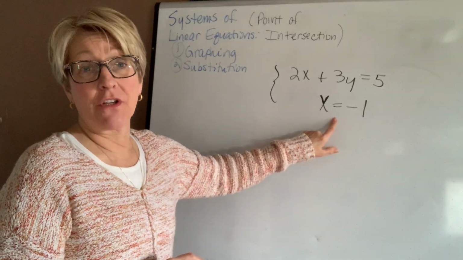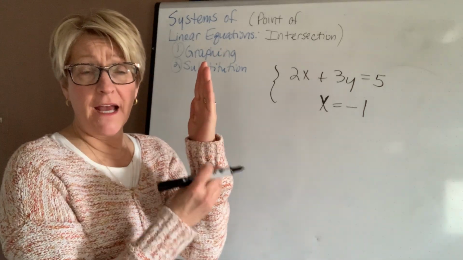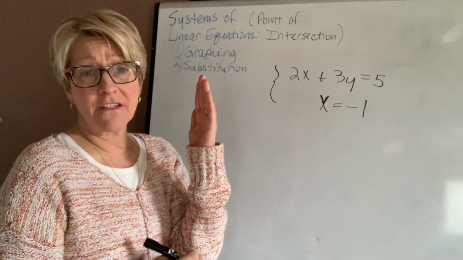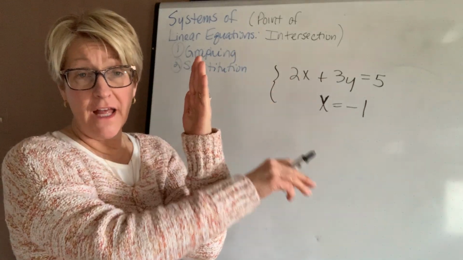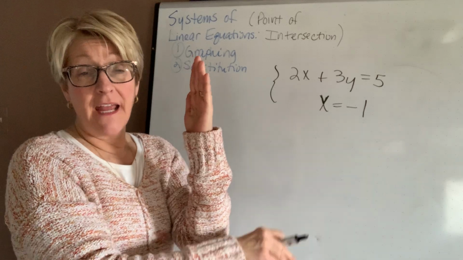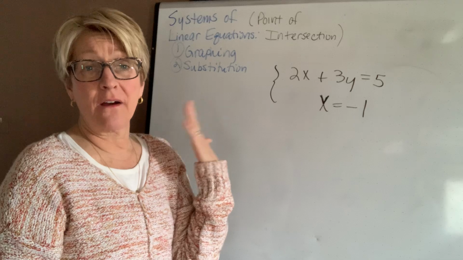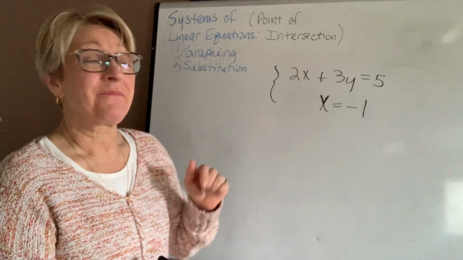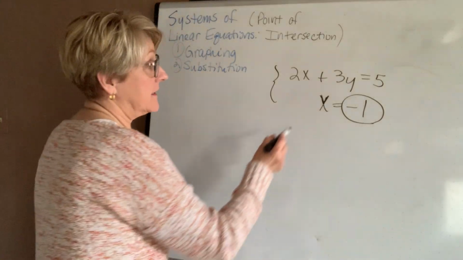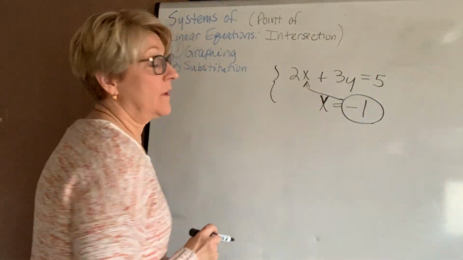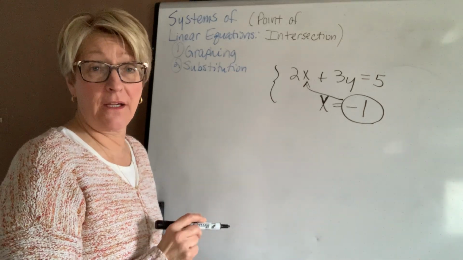This second equation, x equals -1, is vertical. And every point on this vertical line, the x value is -1. So wherever another line intersects, the x value must be -1. So I can solve this without graphing, which is good for me, by just replacing the x in the other equation with the number -1. I'm going to just substitute into the other equation.